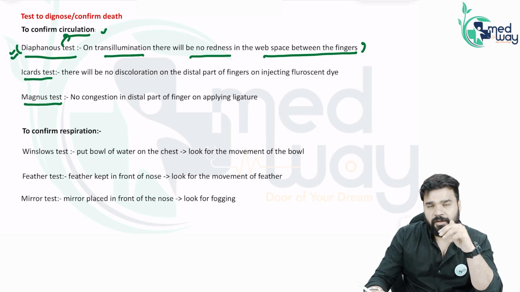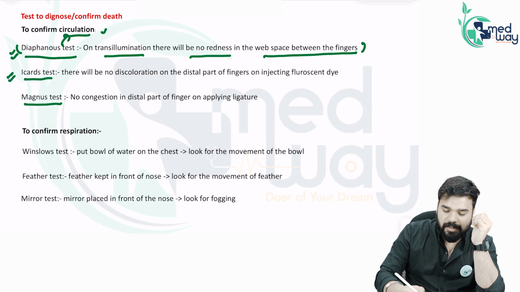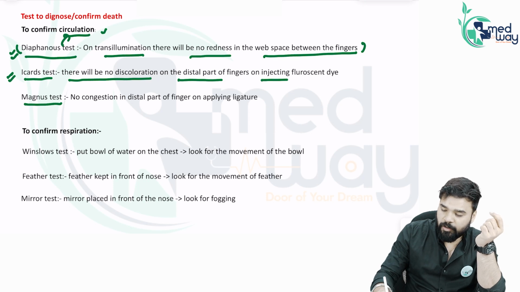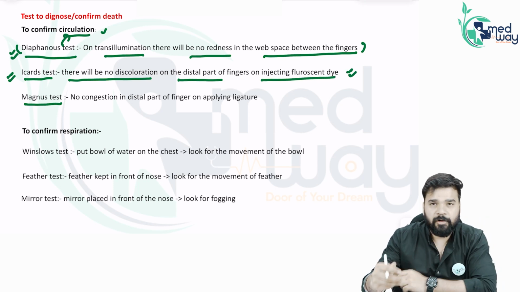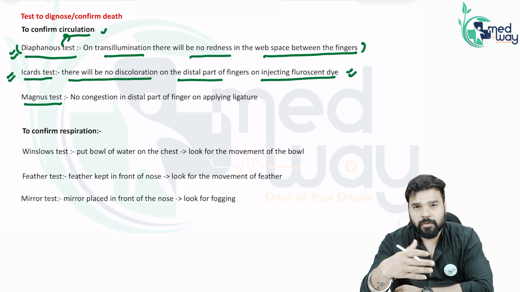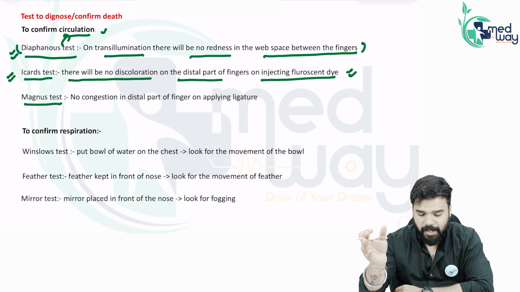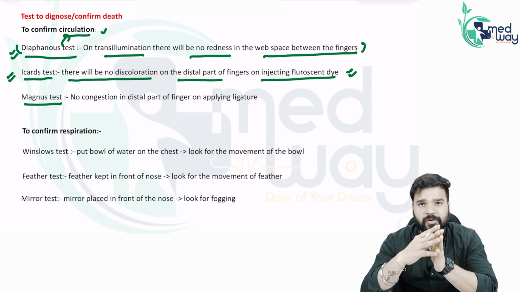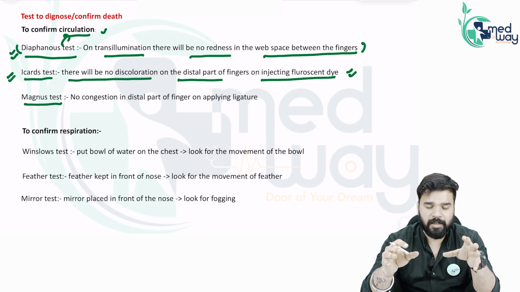or between the fingers. Now what is Icard's test? Icard's test says there will be no discoloration on the distal part of the finger on injecting fluorescent dye. Since there will be no viable circulation, there will be no discoloration due to fluorescent dye. So you just remember the name Icard's test. Icard's test is related to confirming circulation, and there will be no discoloration of the distal end of the fingers on injecting fluorescent dye in Icard's test.